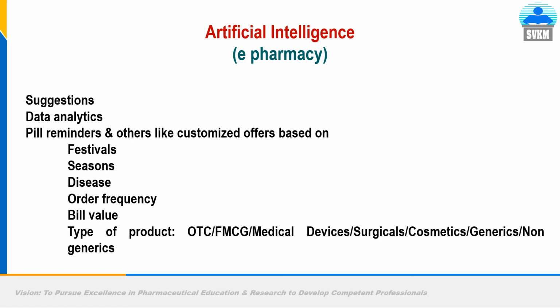So few options are type of season, type of festival, type of disease, order frequency, bill value, type of product (OTC, FMCG, medical devices, surgical, cosmetic, generics, non-generics), and pin code, that is your area address. Based on all this huge amount of data collected, the companies give you ready-to-use actions based on their data analytics.